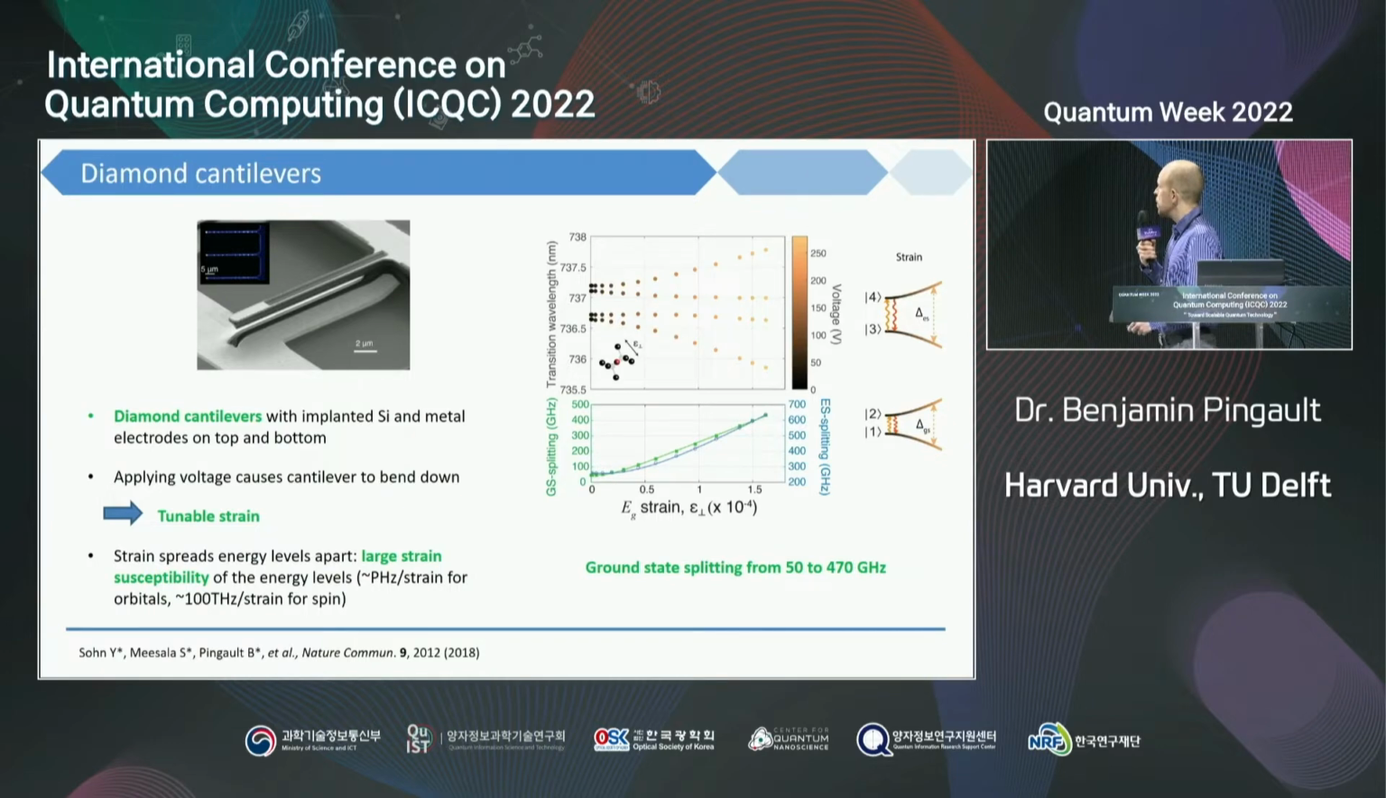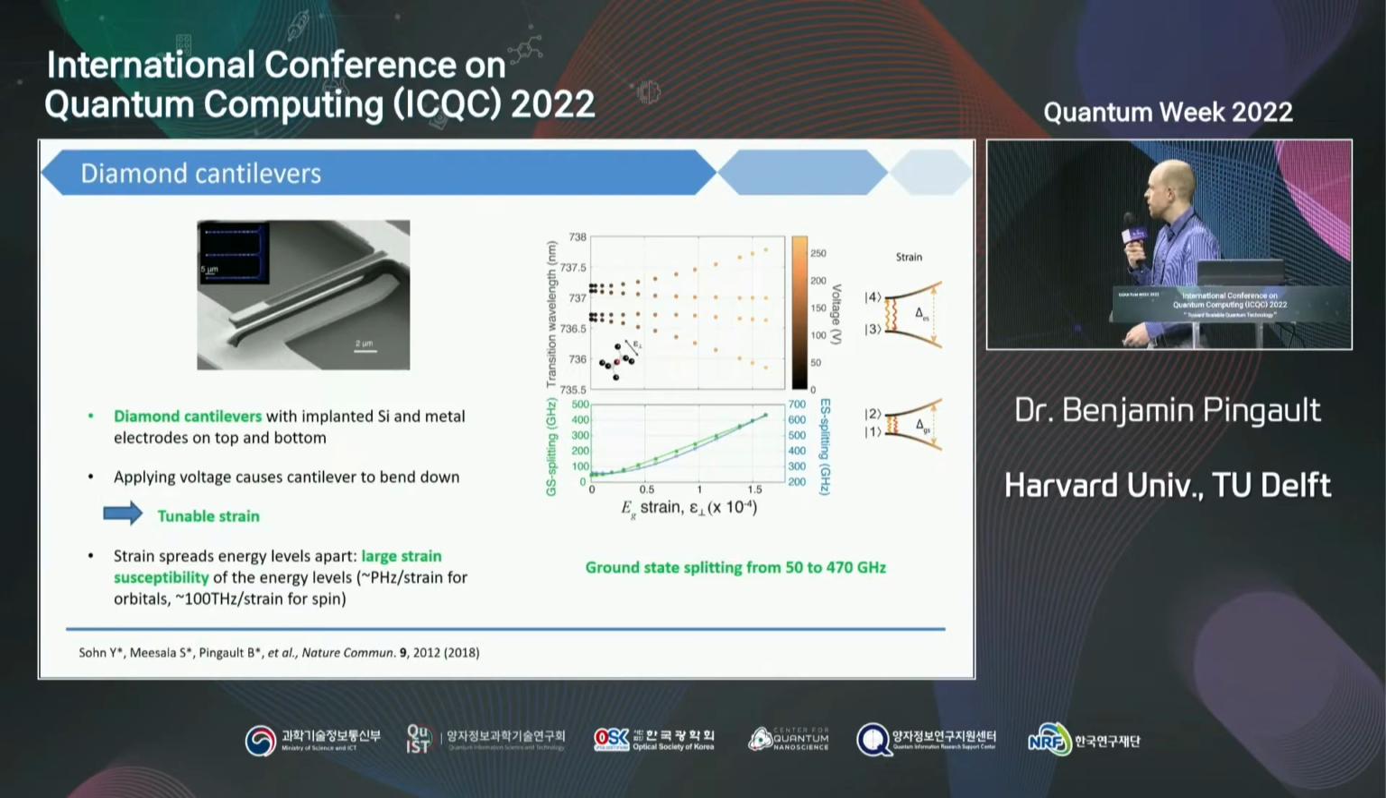So if we look at what happens when we apply this strain to the energy levels of the SiV, you can see that they split apart from each other, as you can see here, which is exactly what we want. And so we start from a ground state splitting of 50 gigahertz to almost 500 gigahertz. So we increased it by about an order of magnitude.